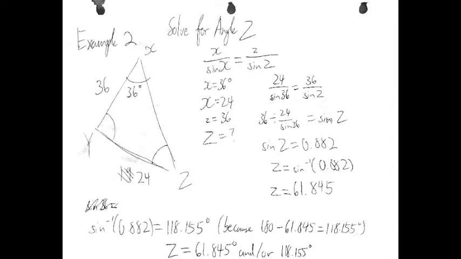This is because inverse sine 0.882 is also equal to 118.155 degrees. And how do we get that? Well, we just subtract 61.845 from 180. Both of these angles are suitable answers for the question since both triangles are possible.